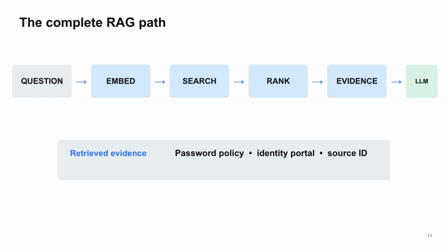When a question is embedded, like when a user types in the question, it will be embedded and then searched and returned as evidence. The language model receives the selected passage and source ID and then writes the answer. So the language model should not access the database directly, but instead, the retrieval sends the relevant information to the LLM to write the answer.